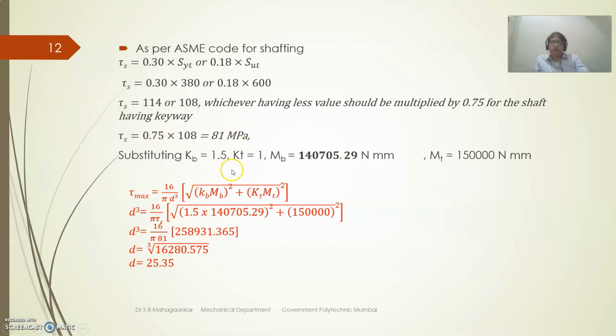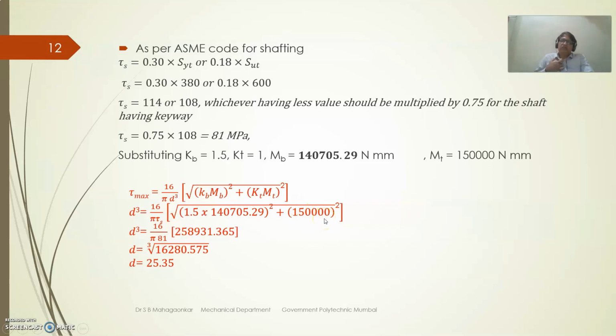Kb is equal to 1.5, Kt is equal to 1, and MB is equal to this. MT is 1,50,000 Newton millimeter. Taking that, I can calculate what D is. So tau maximum is equal to 16 by pi d cube into the square root of (kb mb) square plus (kt mt) square.